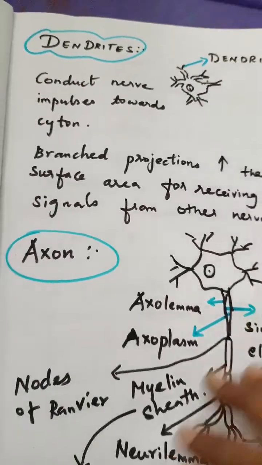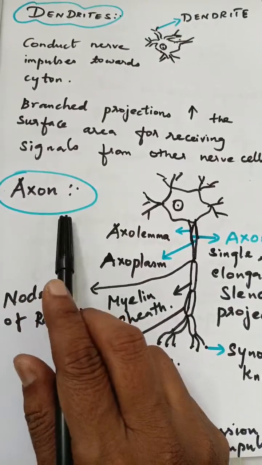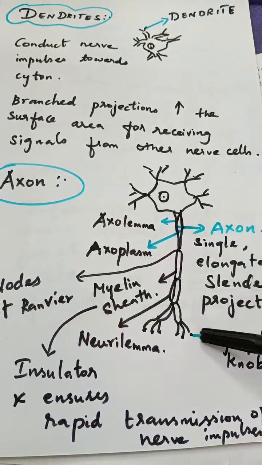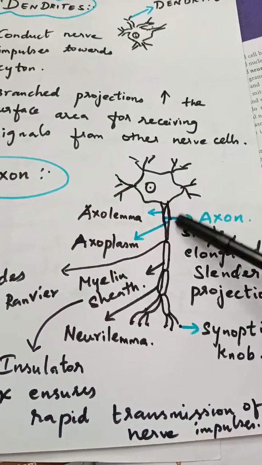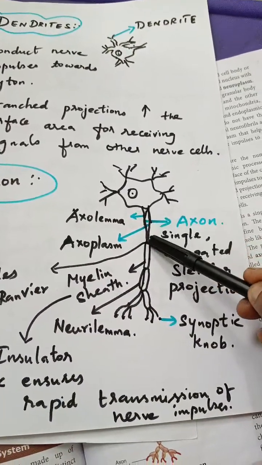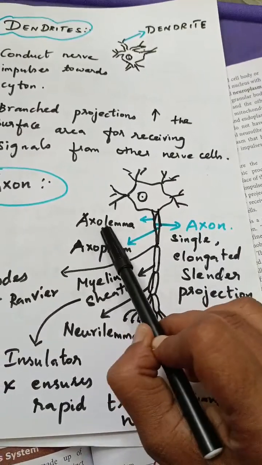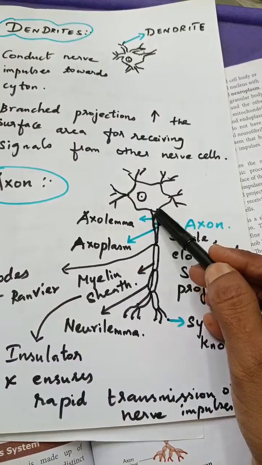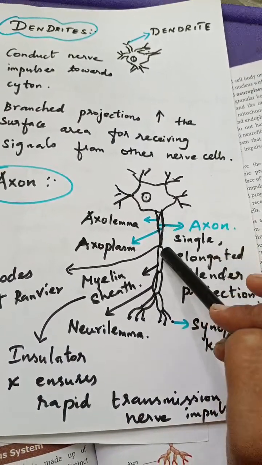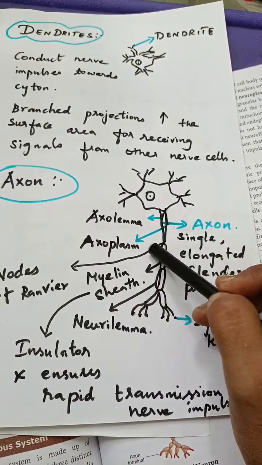Clear? And the next we have is the axon. The axon is continuous as a single elongated slender projection, and inside that you will have the axolemma. That is the axon, inside it has the axolemma, and it has the axoplasm. So the outer layer is known as the axolemma, and the inner region is known as the axoplasm.